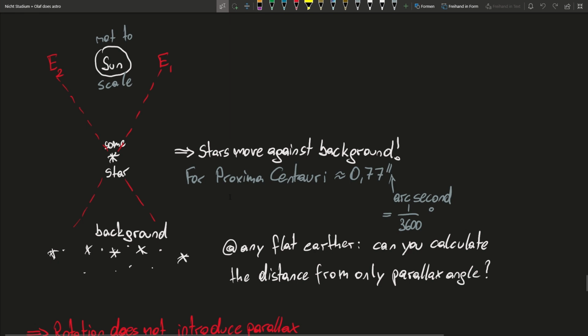and we can measure this. I mentioned earlier in the video that for Proxima Centauri it's 0.8 arc seconds. I have written it out here. It's 0.77 arc seconds, where an arc second is 1/3600th of a degree. And I would like to have here, any flat earther, please, can you calculate the distance only from this parallax angle? I would be genuinely pleasantly surprised if any flat earther could do this. This is the parallax angle. How far is the star away from us?